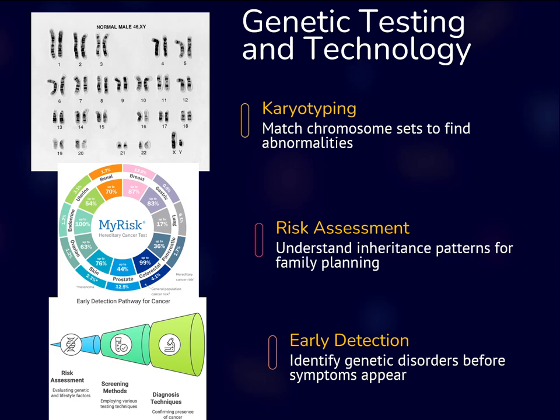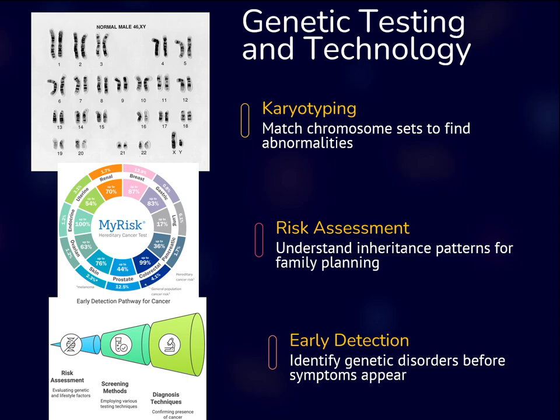And lastly, let's talk about technology and how it helps us understand and manage genetic disorders. One important tool is karyotyping. This process involves creating a visual picture of a person's chromosomes, which allows scientists and doctors to identify abnormalities, like extra or missing chromosomes. For example, karyotyping can reveal conditions like Down syndrome, where there's an extra chromosome 21, or Turner syndrome, where a female has only 1 X chromosome instead of 2.